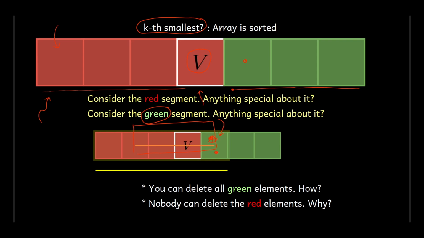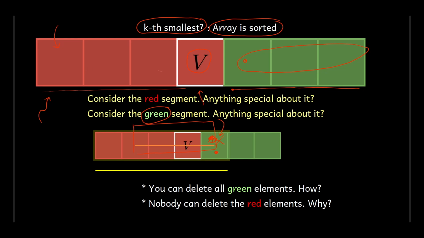After you have deleted, this green box will vanish from here, and then this will get appended over here. So you can repeat the same process. So this means that if you want to, you can delete the entire green elements on the right hand side if the array was sorted. We have to remember that this condition is only valid if the array is sorted. Now, what about the red elements on the left hand side?